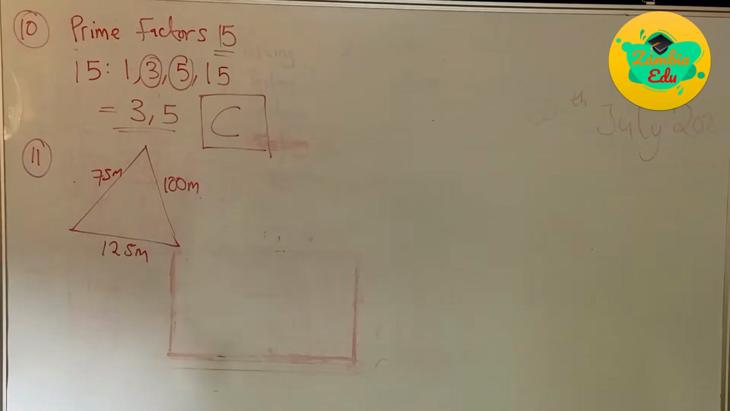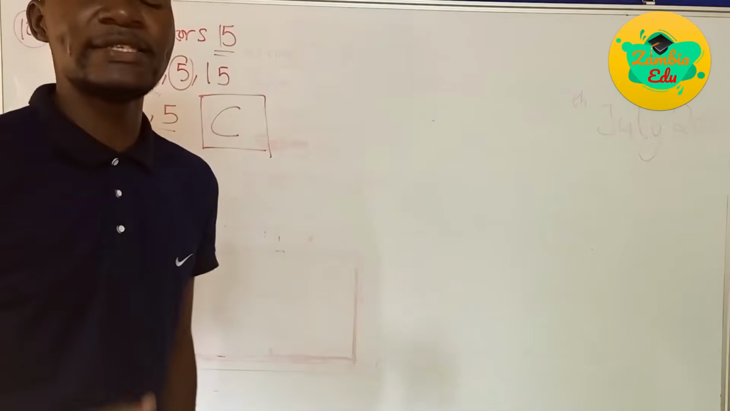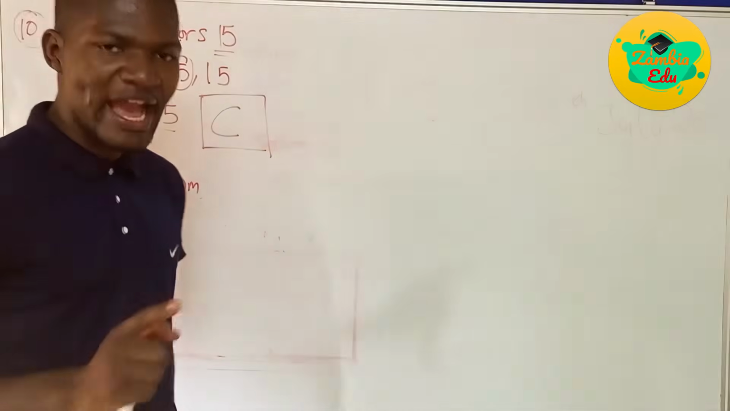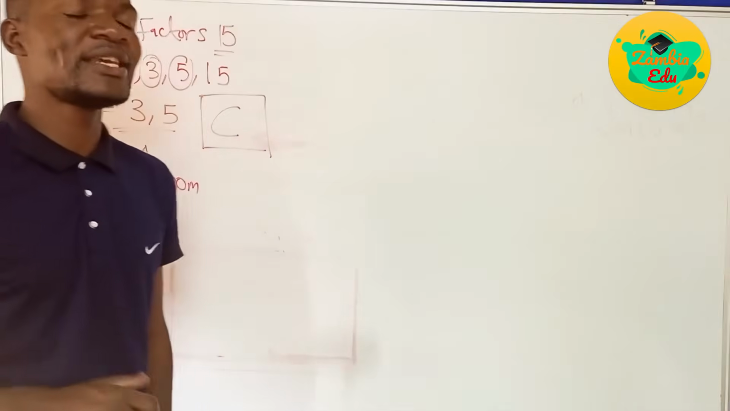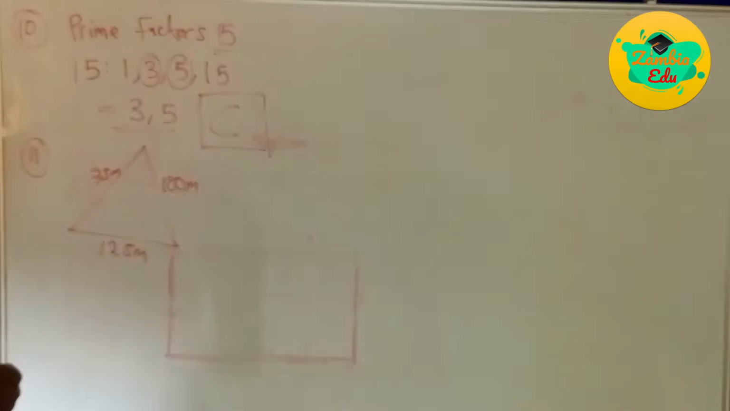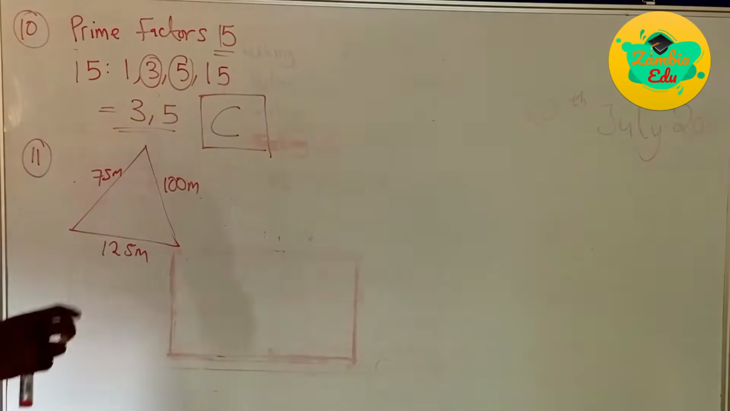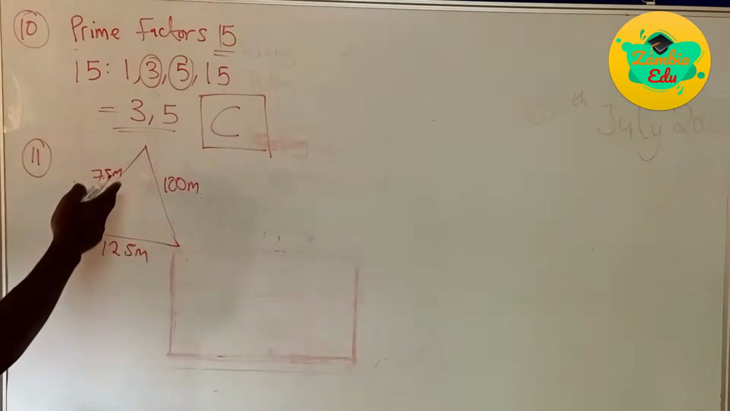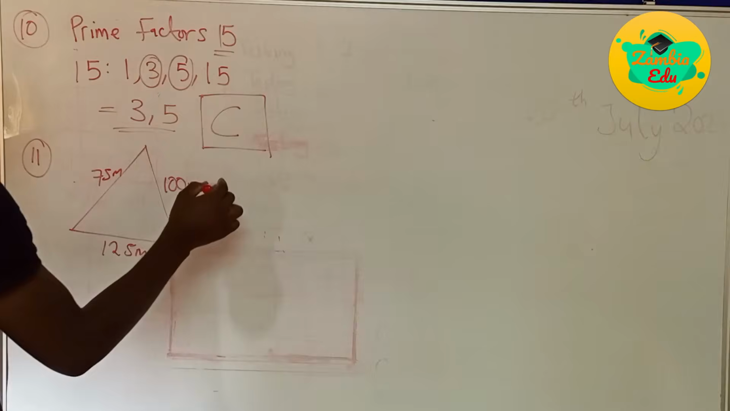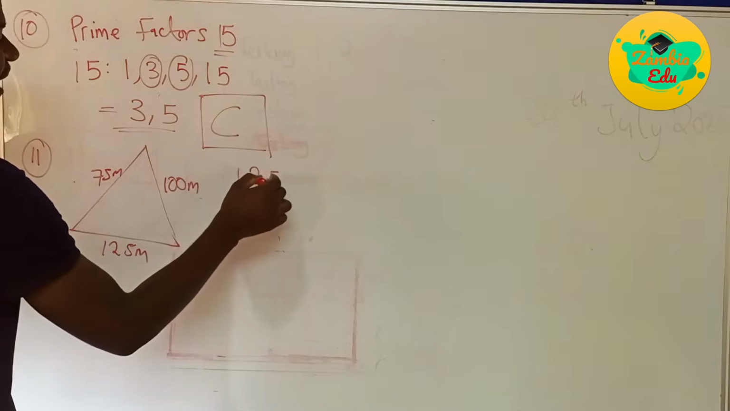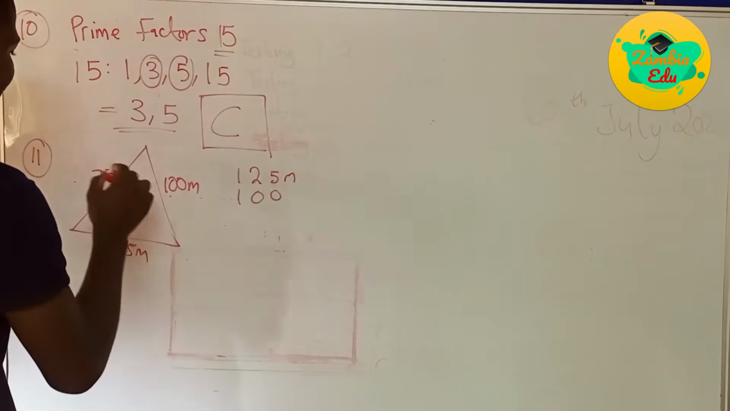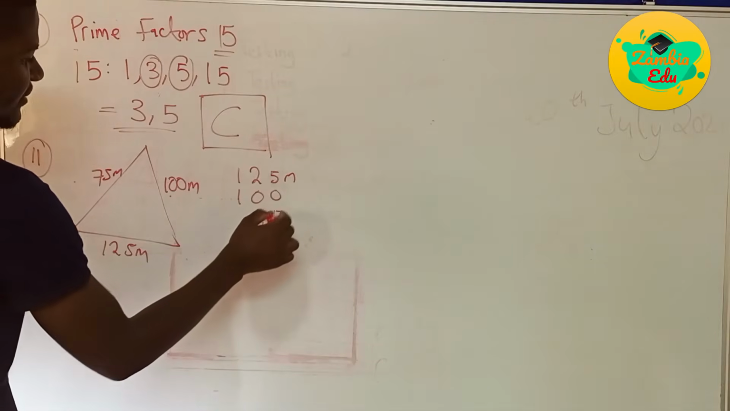Now, first and foremost, for you to be able to find the perimeter of a given field, one of the things that you really have to pay attention to is you have to know what a perimeter is. What is a perimeter? A perimeter is the distance around a given shape. So for us to be able to find our perimeter, we are going to say 125 meters plus 100 meters plus 75 meters.